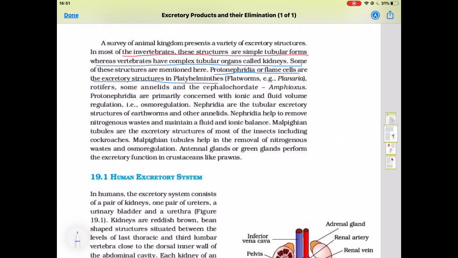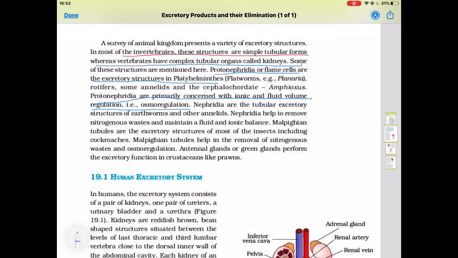Flatworms, for example, planaria. Rotifers, some annelids, and the cephalochordates, that is Amphioxus. Protonephridia are primarily concerned with ionic and fluid volume regulation, that is osmoregulation. Osmoregulation means to maintain water and salt balance in the body.